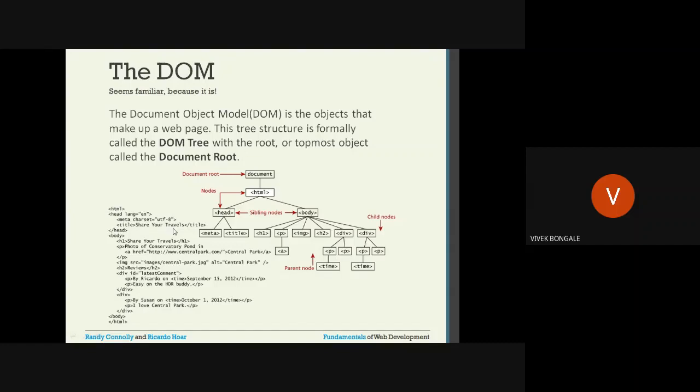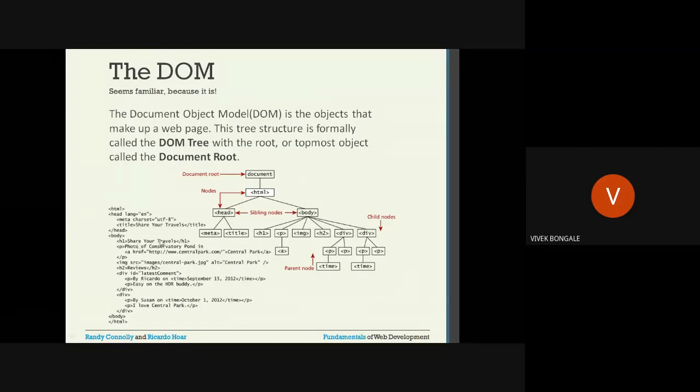Share your travel is what? It's a text node. Element node, text node, href, right? href equal to http. What we have given, this is the attribute, right? We say it is the attribute node. So we basically have three types of nodes. One is the element node. Second one is the text node.